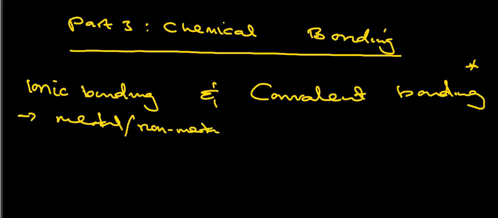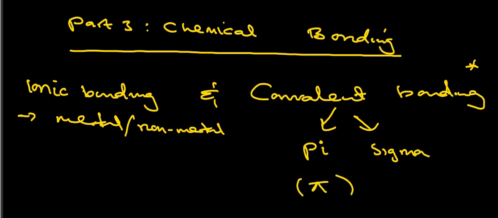Now, my focus is going to be on covalent bonding, because under covalent bonding we're going to break this into two types. We have what we call pi covalent bonds and sigma covalent bonds. Pi will be denoted by the symbol for pi, and sigma will be denoted by the symbol for sigma. So there are two types of covalent bonds that we are going to learn.